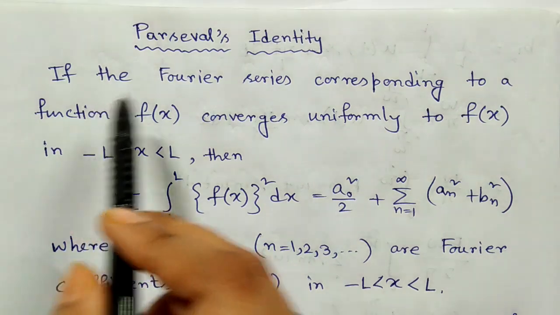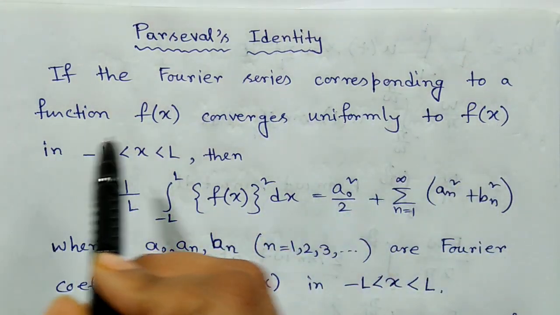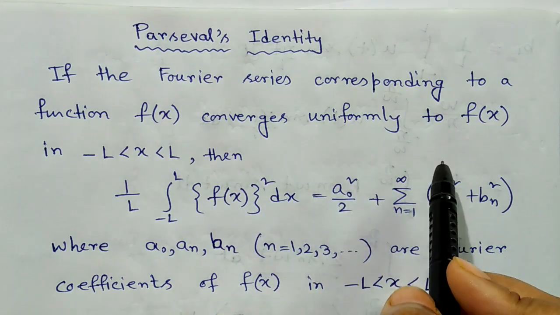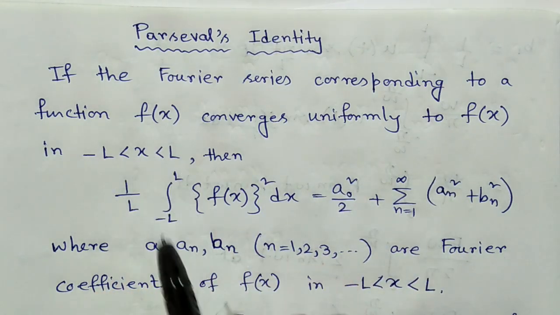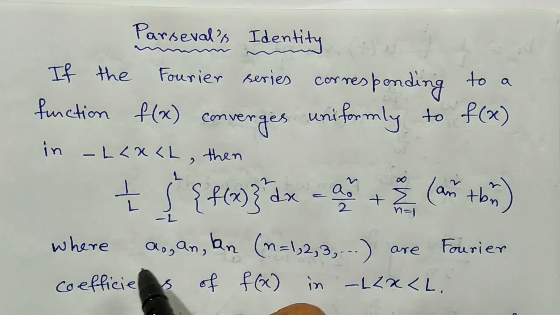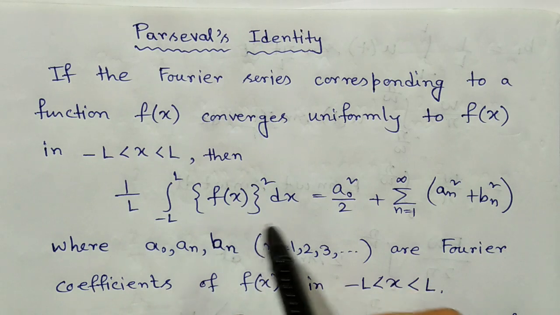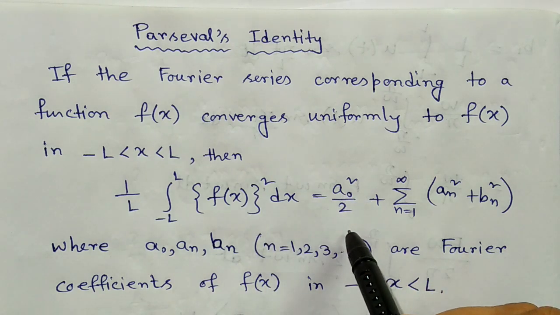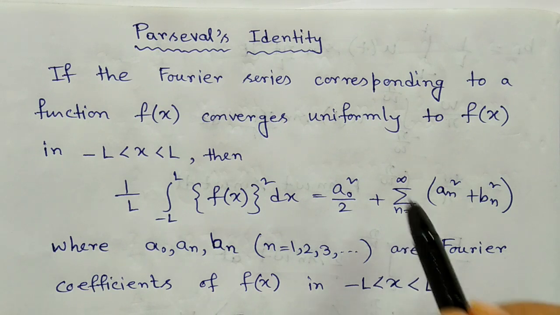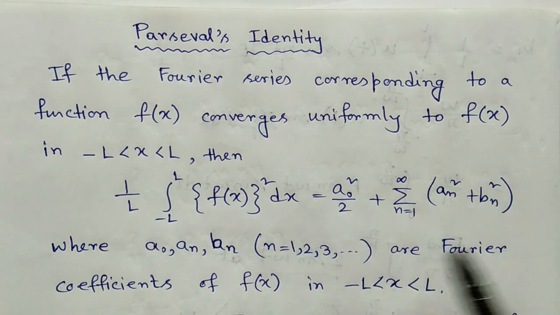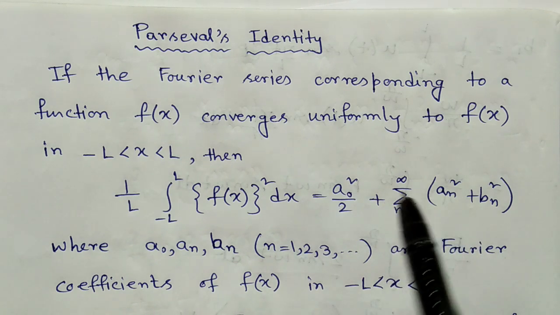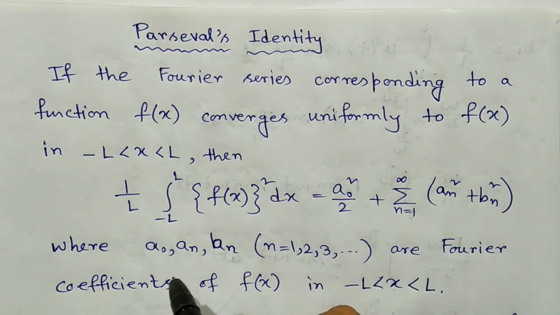So here, if the Fourier series corresponding to a function f(x) converges uniformly to f(x) in minus L less than x less than L, then 1 by L integration minus L to L f(x) square dx equals a0 square by 2 plus summation n equal to 1 to infinity of (an square plus bn square). This expression is called Parseval's identity, where a0, an and bn are Fourier coefficients of f(x). Now we are going to solve a problem applying this Parseval's identity.